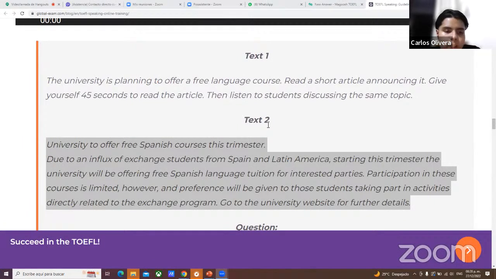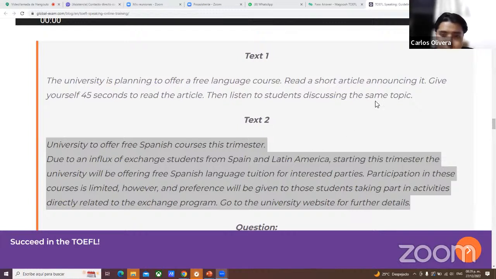It says, the university is planning to offer free Spanish courses this semester. Due to an influx of exchange students from Spain and Latin America, starting this semester, the university will be offering free Spanish language tuition for interested parties. Participation in these courses is limited, however, and preference will be given to those students taking part in activities directly related to the exchange program. Go to the university website for further details.